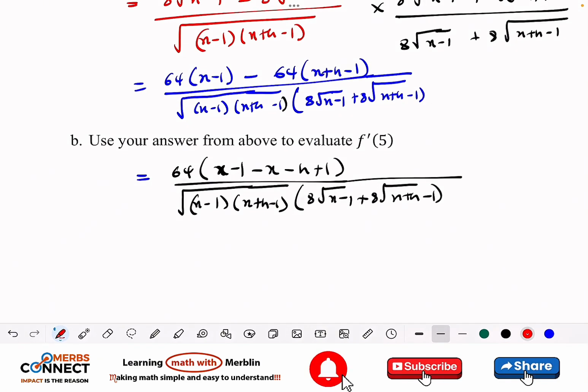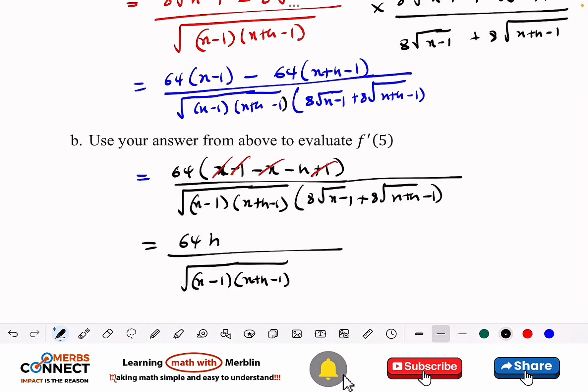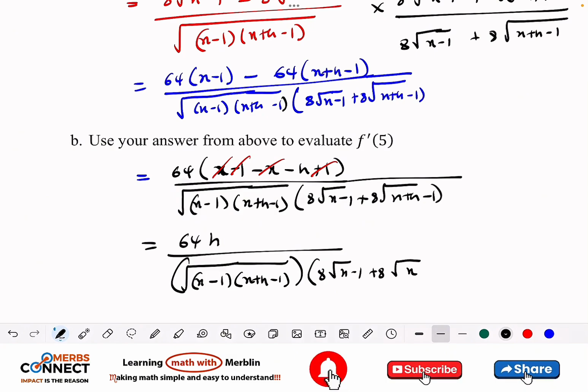So at the top, the magic happens. Now the h comes to stand alone. So we have h standing alone, which is 64h divided by the whole of the one that we have, the square root of x minus 1, square root of x plus h minus 1, then all this times the square root of x minus 1 plus the square root of x plus h minus 1.